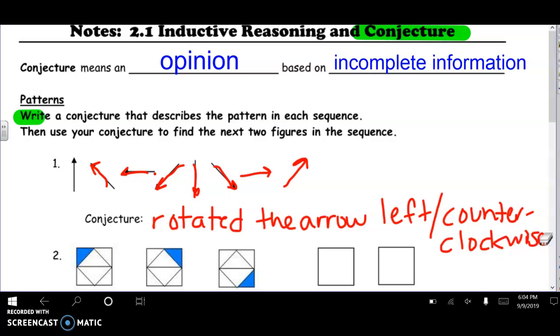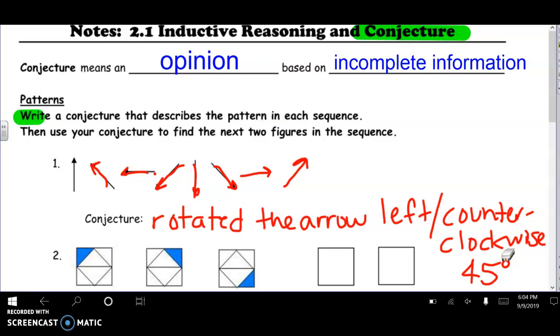But I'm not just going to stop there, because if that's all you wrote, that you rotated the arrow left or counterclockwise, then it doesn't say by how much. You could rotate it just a little bit. So for instance, from this first one, the second one could have just been a little more, and then a little more, and then the next one just a little more down, a little more. That's not what was happening. So I have a reason that I pointed it the direction that I did, and it was because these were moving, or rotating, or spinning 45 degrees at a time. So I'm going to try to be specific.